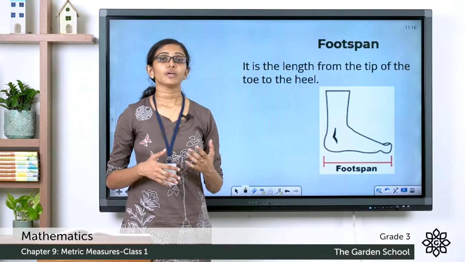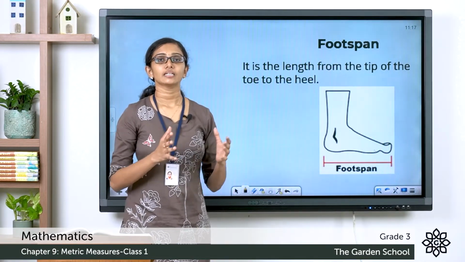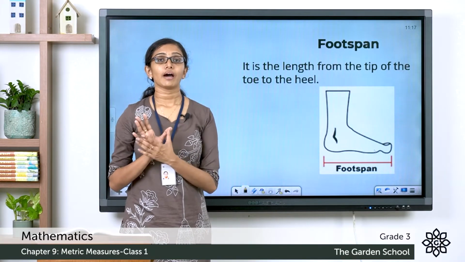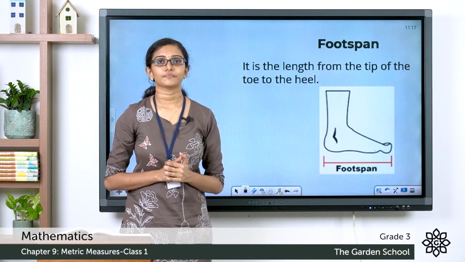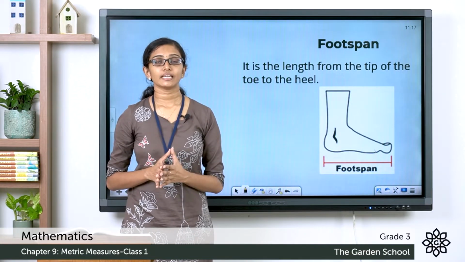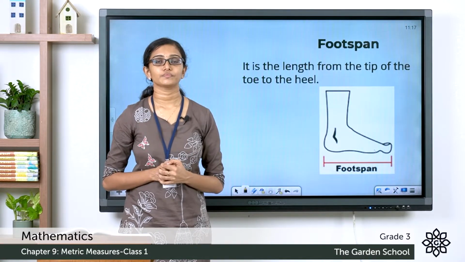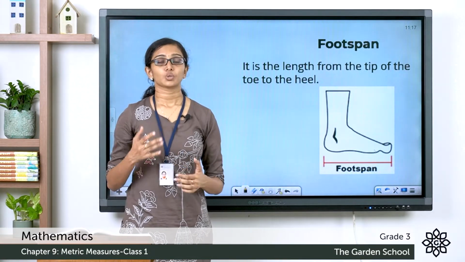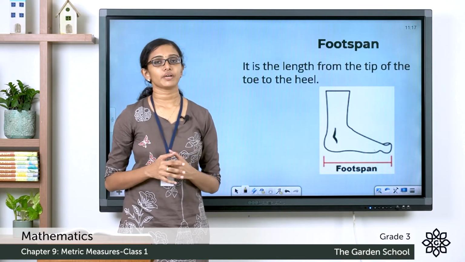But do we all have the same body? Each body is unique and the size varies. My hand span will not be the same as that of your hand span, right? So we can say these measurements do not have a standard value. It varies. So we can say these are non-standard units of measurement.